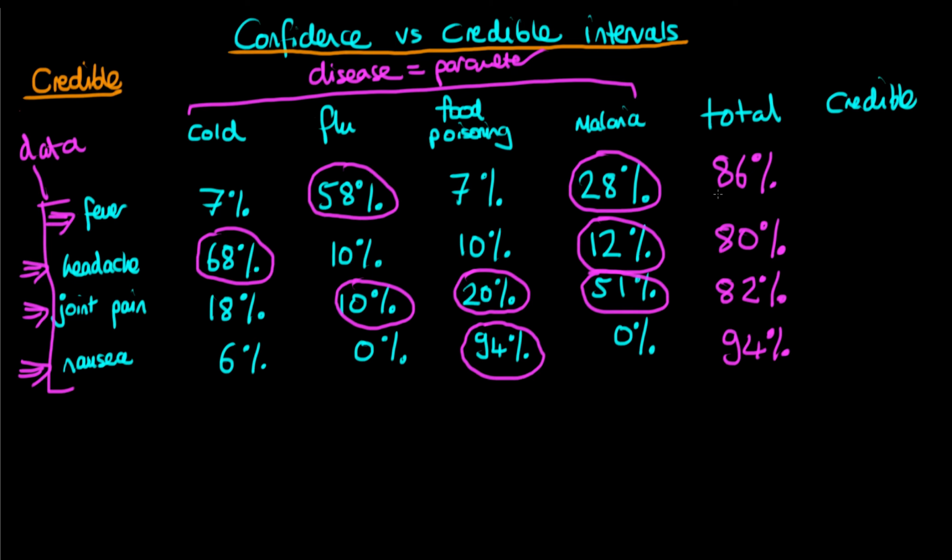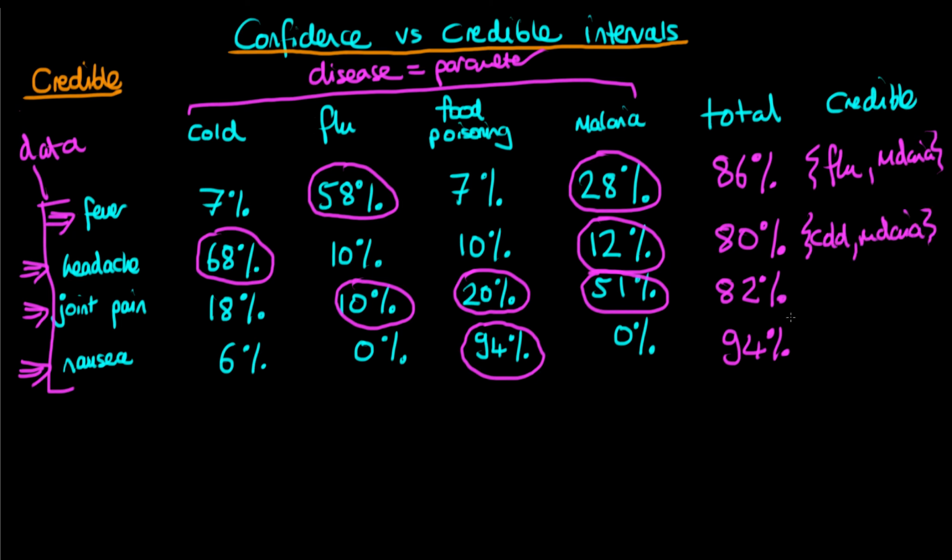Perhaps I'm a bit biased, but the idea is essentially what we do is we consider each of the symptoms and then we construct intervals composed of the diseases that we've circled in each of the cases. So in the first case, our credible interval composes those individuals that have flu and malaria. So the idea is that we would say that if an individual comes to us with fever, that they could have flu or malaria. If an individual comes to us with a headache, then we say that that individual could have a cold or they could have malaria.